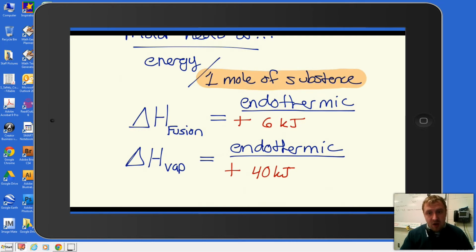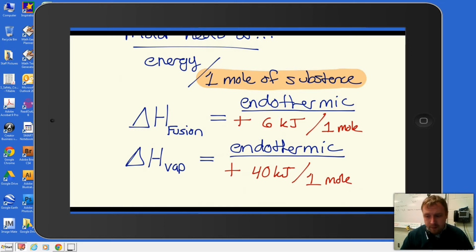Okay? So what we're going to do is say, all right, this molar heat of fusion is actually 6 kilojoules per 1 mole. And this delta H vap is going to be 40 kilojoules per 1 mole.